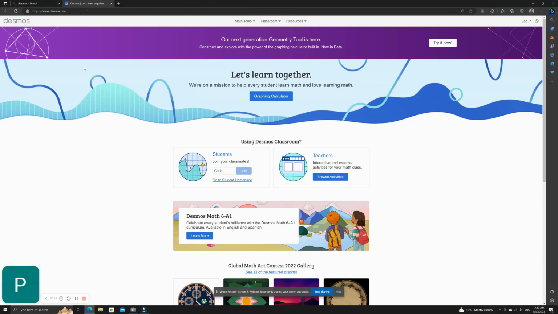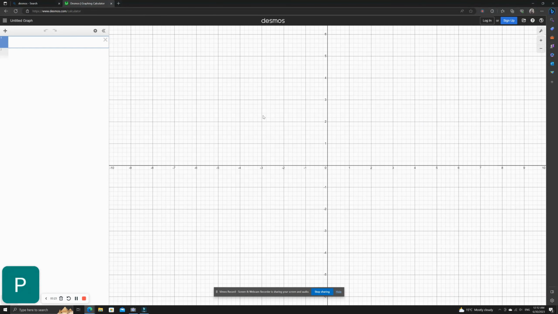Hello, today we're going to be looking at Desmos. I know you guys love to learn about Desmos, and today we're going to be looking specifically at straight line graphs. I know it's something very basic, but it's always something interesting to go back to the basics and have a look at it, especially on a graphing calculator like Desmos.